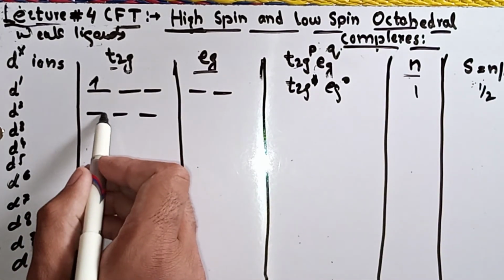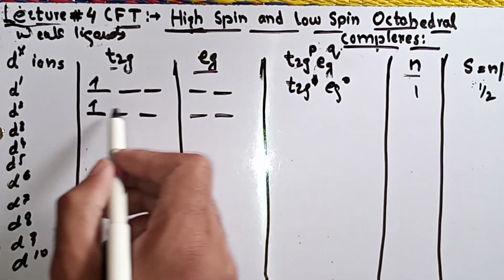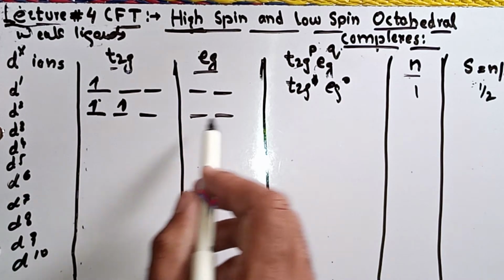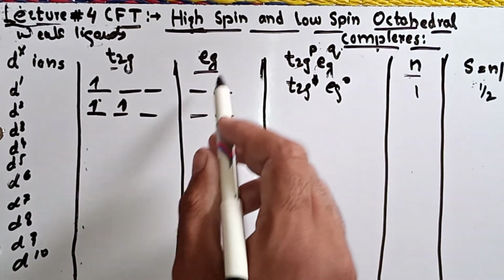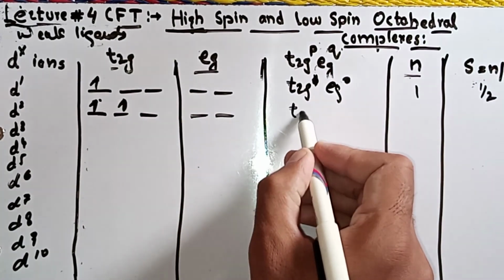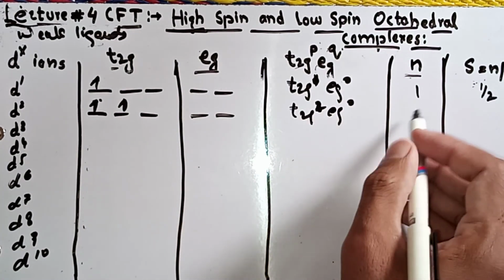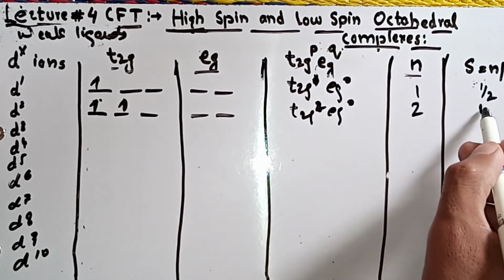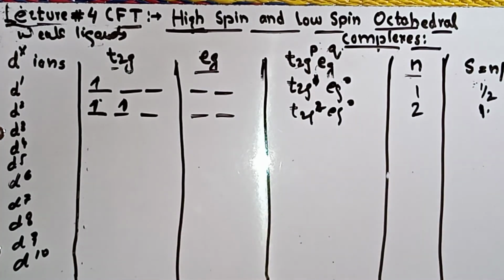When the system is D2, according to Hund's rule, the T2G has 2 electrons, 2 unpaired electrons, and EG has 0 electrons. So the 2 unpaired electrons, 2 divided by 2 is equal to 1. The resultant spin will be 1.